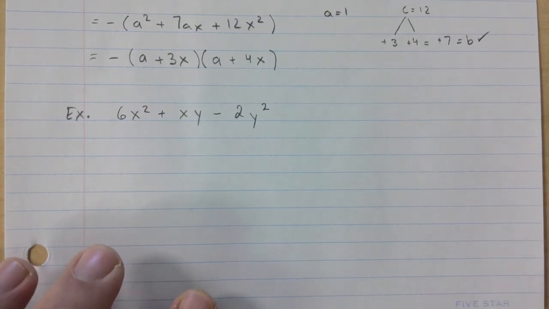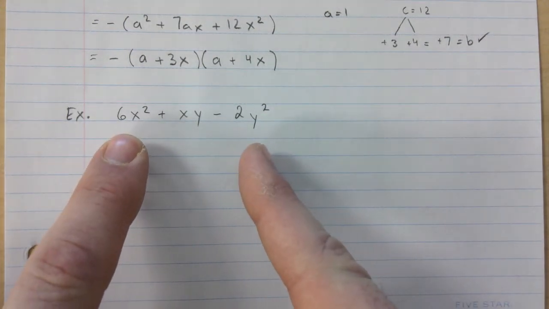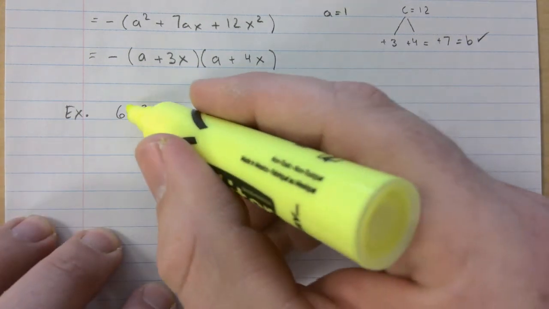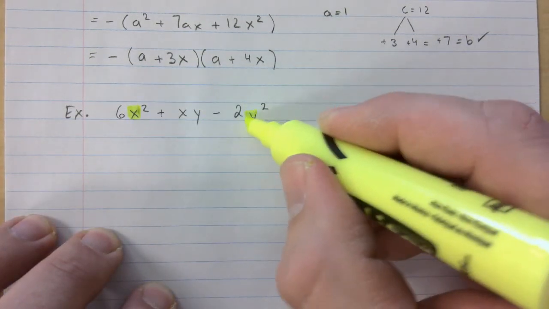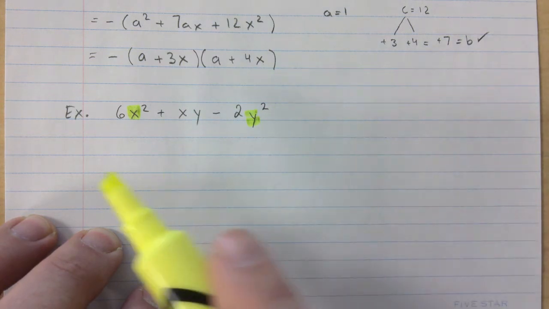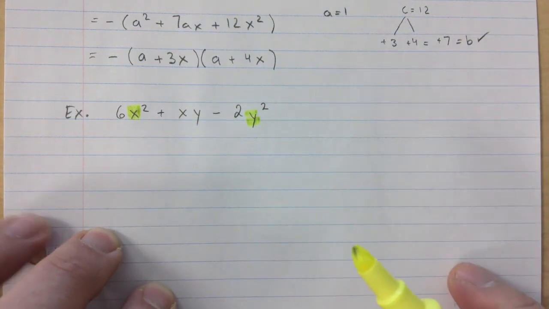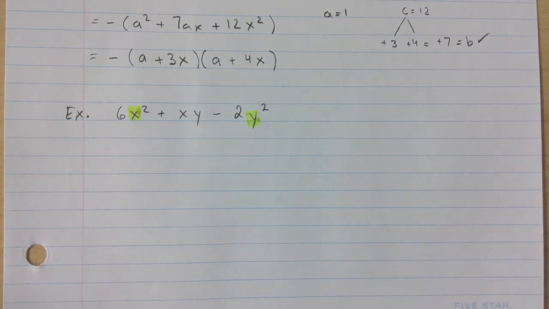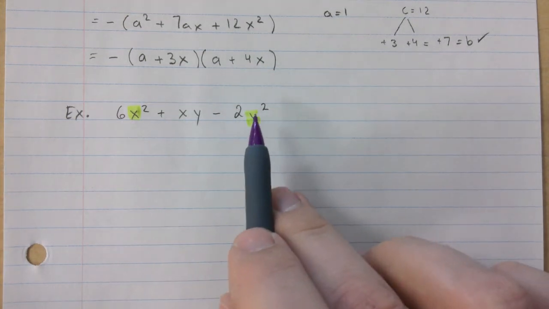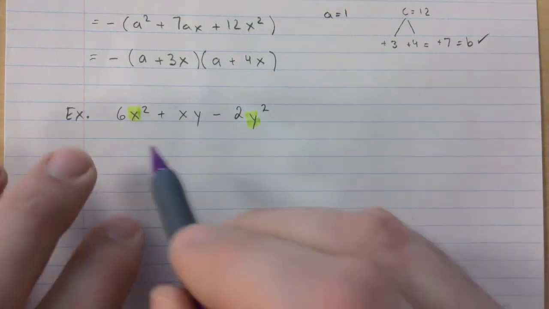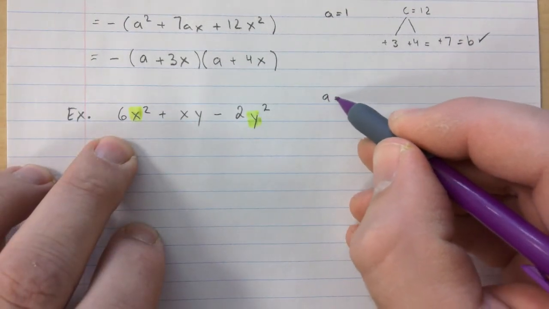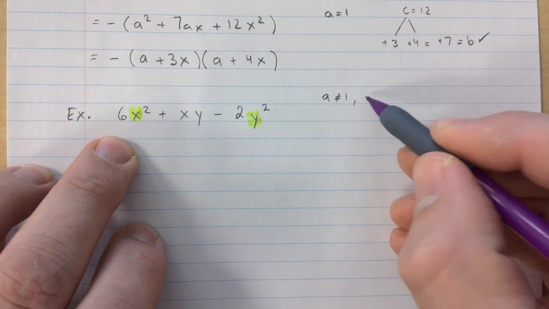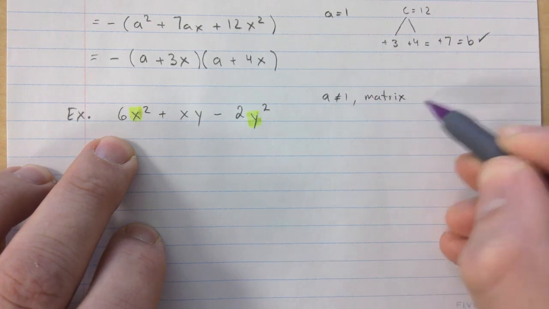Okay, this has two variables again, right? You notice that? That should ring a bell. And you try to take out a common factor, and you cannot, right? There's no negative in front of the leading coefficient. I'm not going to try to rewrite it because I have the square terms on either end, right? So no need to do that. A does not equal 1, right? I need to use the matrix method.